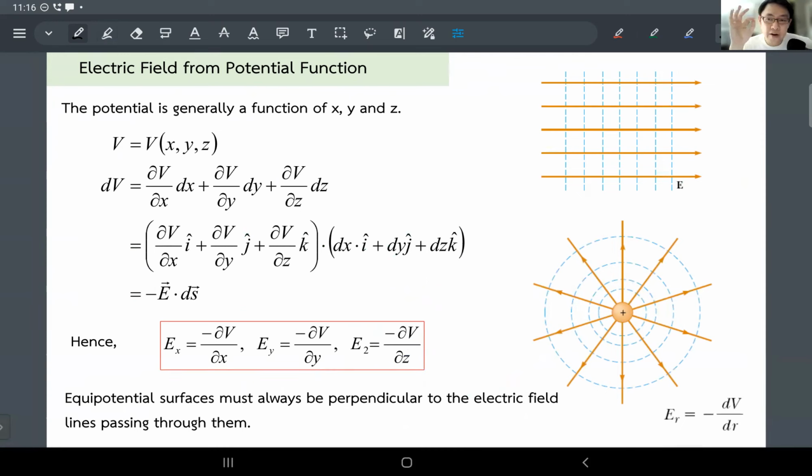Okay, so we have already done integral calculus with the vector quantities, right? That is a part of vector calculus. But we haven't done differentiation of some vector quantity yet. So this is the kind of thing that you have to deal with in vector calculus.